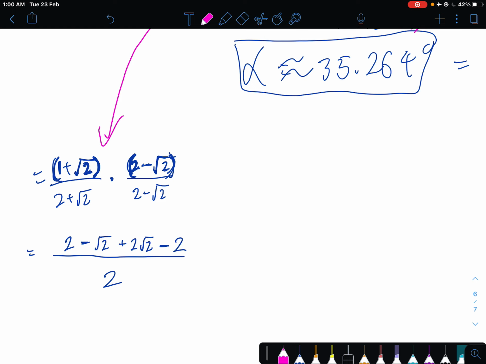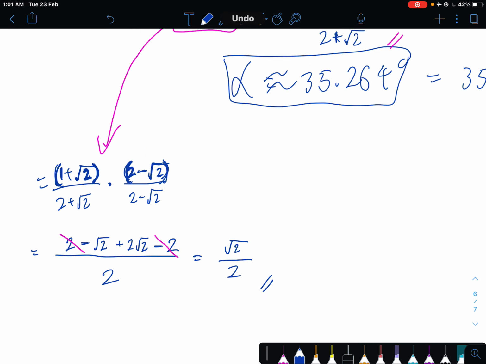What do you notice? 2 minus 2 cancel off. Minus 1 copy of root 2 plus 2 copies of root 2. How many copies of root 2 left? 1 copy of root 2, all divided by 2. Then we are done. Because we have a rational denominator, we don't try and simplify further. So that's for part A.